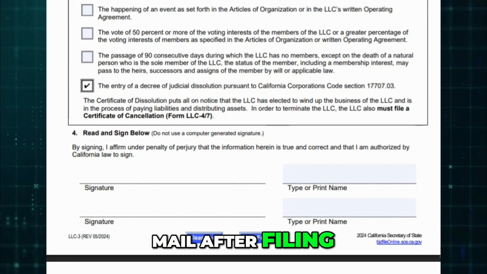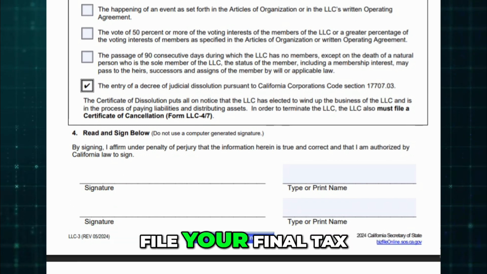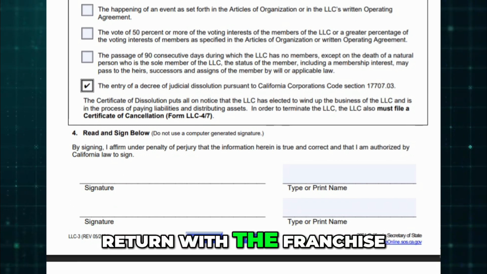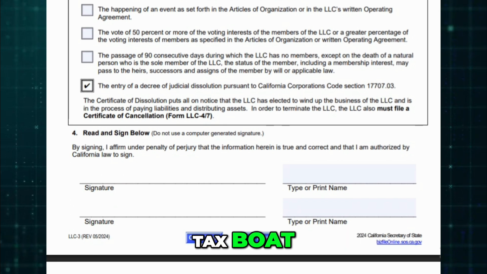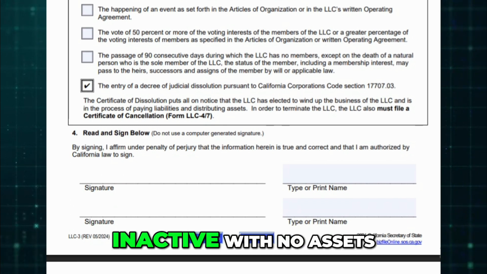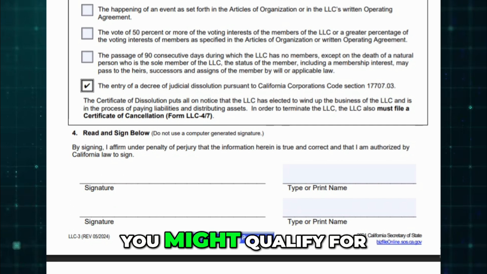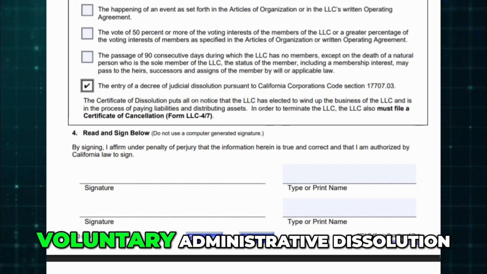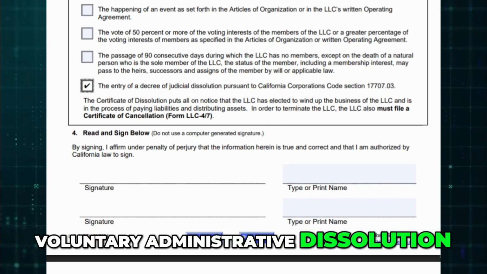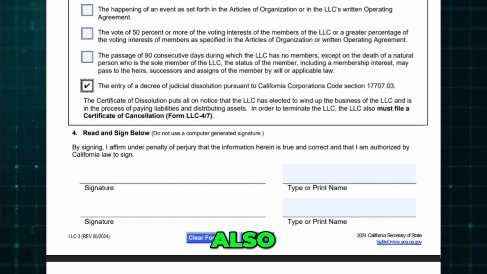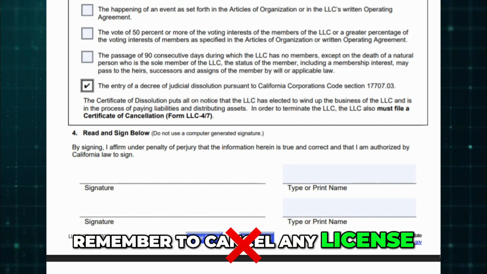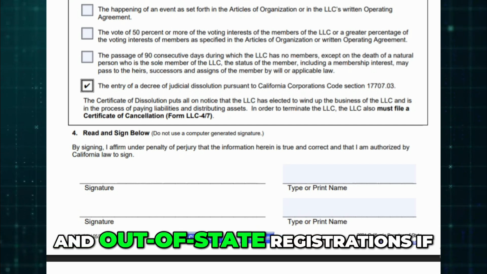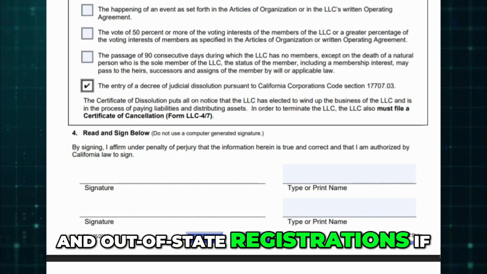After filing, notify any creditors and file your final tax return with the Franchise Tax Board. If your LLC is inactive with no assets, you might qualify for voluntary administrative dissolution through the FTB. Also, remember to cancel any licenses, permits, and out-of-state registrations if applicable.